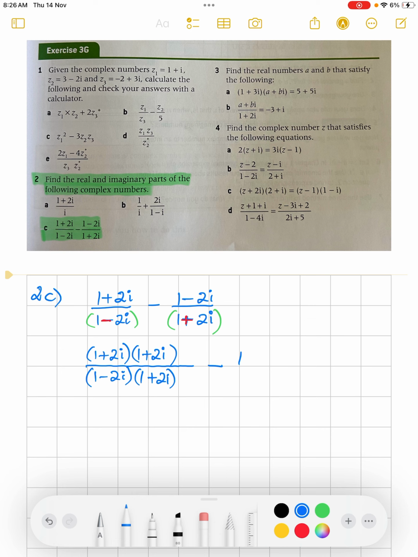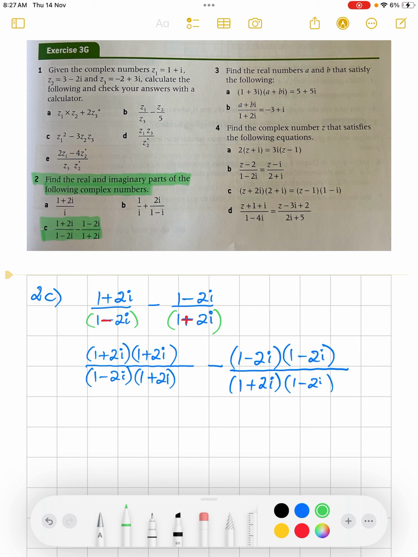And we've got on the second fraction 1 minus 2i over 1 plus 2i. So top and bottom we multiply by 1 minus 2i and 1 minus 2i. Okay, let's see. Now we're going to have common denominators, which is great. And our imaginary components on the denominator will disappear because we're multiplying by the conjugates.